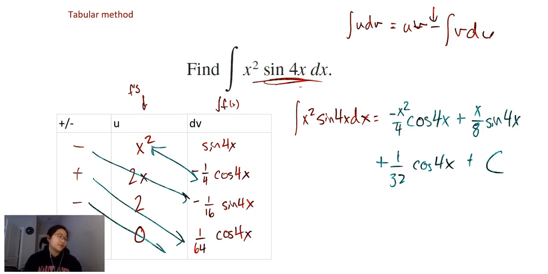And then, I mean, we're going to have 0 times, so then it's like the 0 product property, right? So then we get 0 there. So the tabular method is an option.